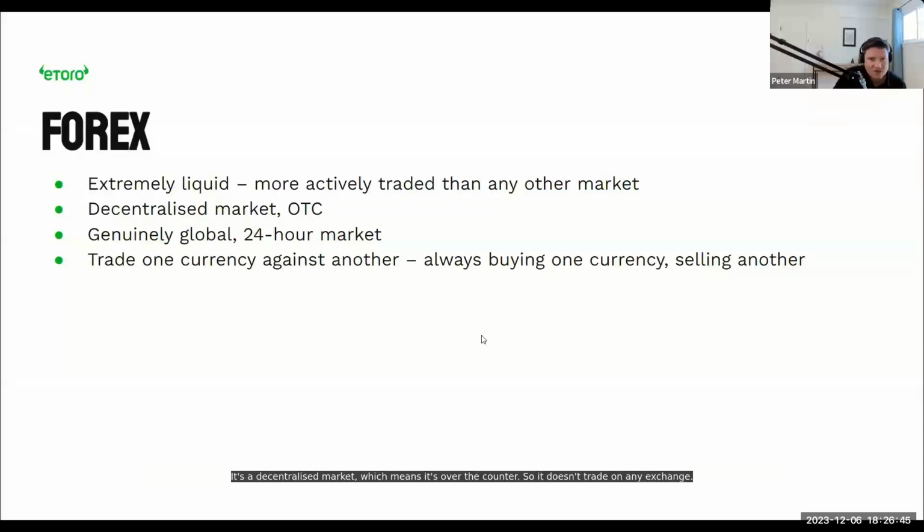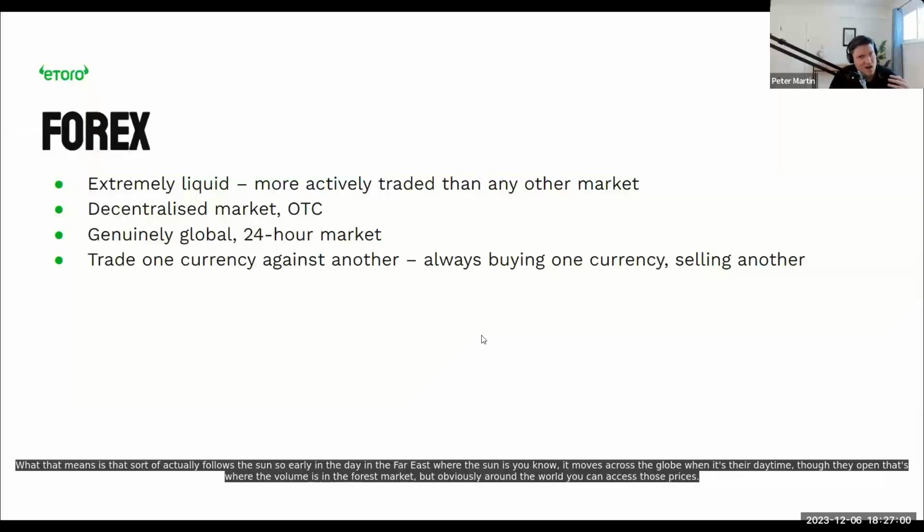It's a decentralized market, which means it's over the counter. So it doesn't trade on any exchange. It trades in this thing called the interbank market. And it is a genuinely global market. Because of that decentralized nature, it actually follows the sun. So early in the day in the Far East, it moves across the globe. When it's their daytime, that's where the volume is in the Forex market. But obviously around the world, you can access those prices via the interbank market.